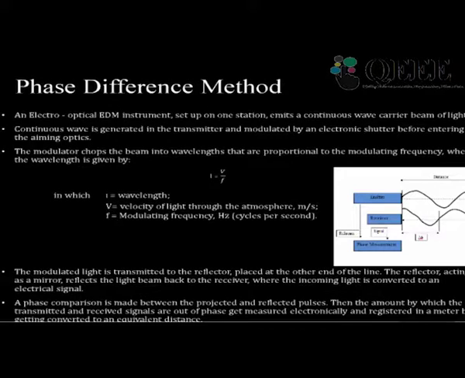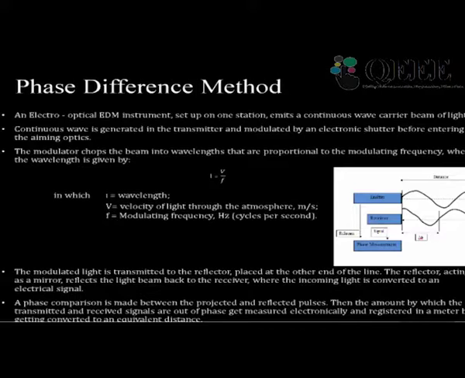Phase difference method. Here also you can see an electro-optical EDM, that is an EDM device. An EDM device is set up on one station which emits a continuous wave carrier beam of light. This continuous wave is generated in the transmitter within the instrument itself, and it is modulated by an electronic shutter before entering the aiming optics, before entering the telescope.